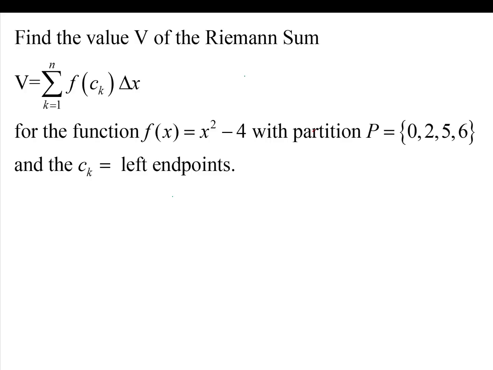We want to find the value v of this Riemann sum. Here it is in summation notation for the function f of x equals x squared minus 4 with partition P equals 0, 2, 5, 6. And the c sub k's are left endpoints.